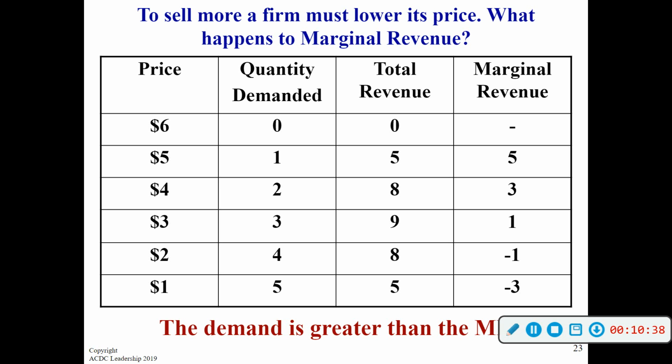The price goes down from $6 to $1, and the quantity demanded is going to increase from 0 to 5. That's that inverse relationship you've seen over and over again. Total revenue goes up from 0 to 9 and then starts to decrease, and then marginal revenue is going to diminish and then eventually go negative. Now, we know the goal of a business is not to maximize revenue, but somewhere in this range is going to be that profit maximizing output.